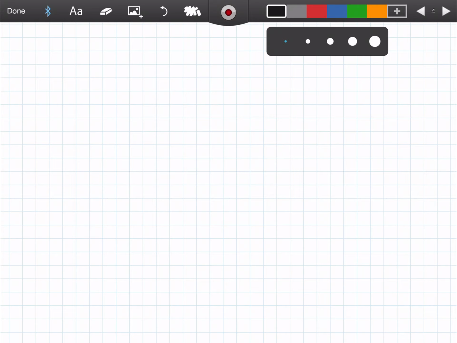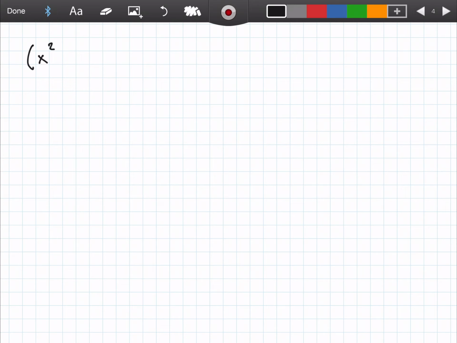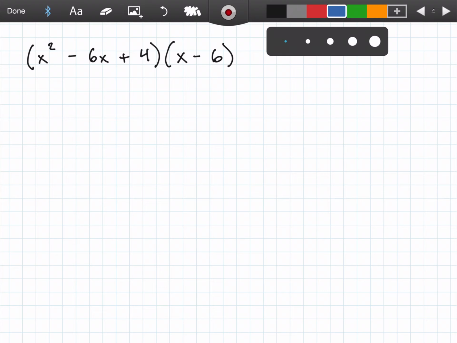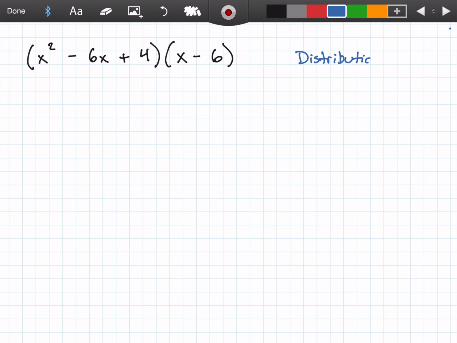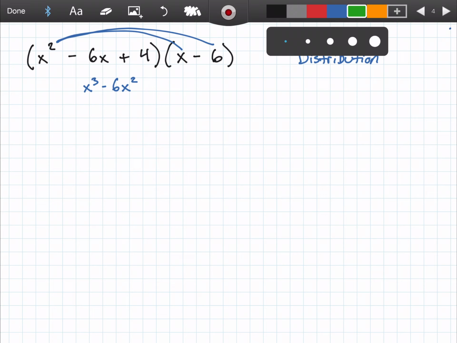Okay, next we're going to talk about multiplying polynomials. Our good old friend distribution over here, we're just going to take the x squared and multiply it by all those things. X squared times x is x cubed. X squared times -6 is -6x squared. I like to line up my like terms as I go because it's easier for me.